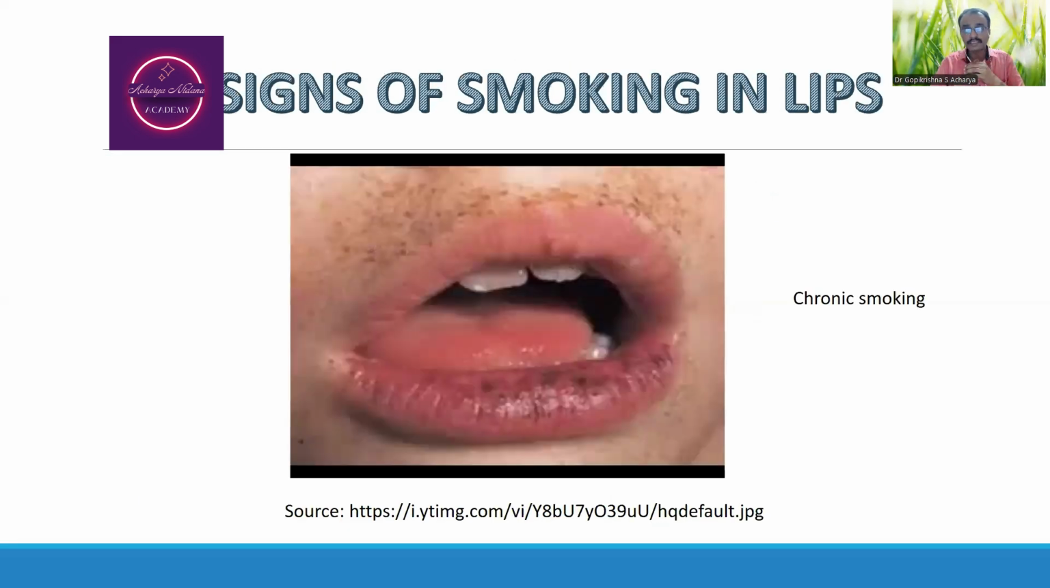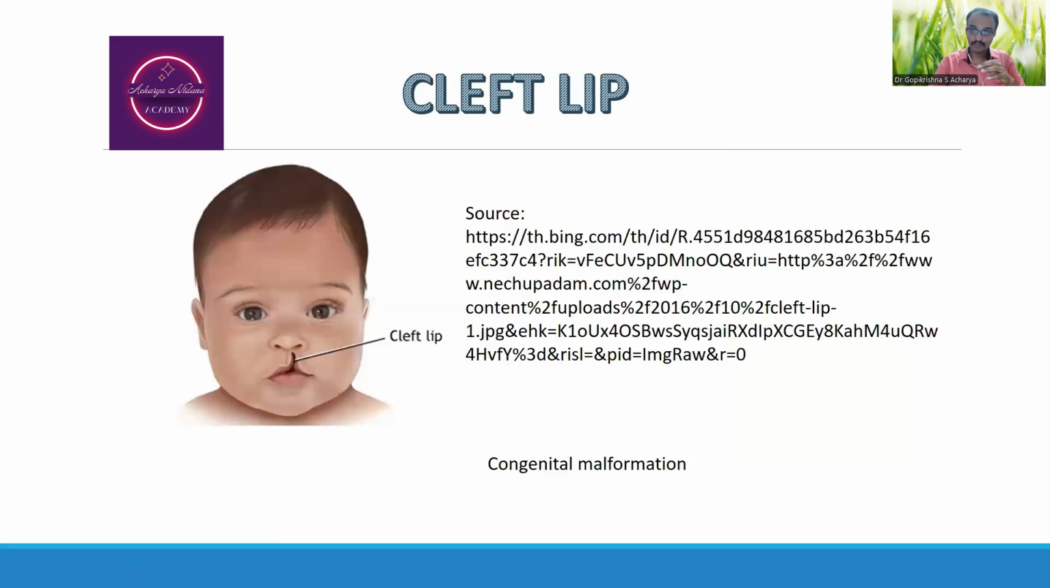This is the discoloration observed on the front portion of the lips. This is considered to be nicotine stains. So a person who has the habit of chronic smoking, a chain smoker, in those conditions, you are going to have these nicotine stains. This is a cleft lip, which is a congenital malformation. It's a birth defect, indicative of improper embryological development.